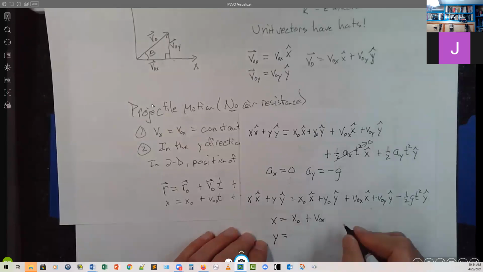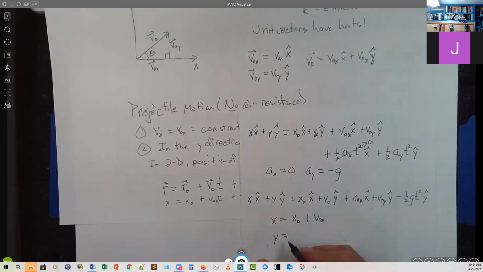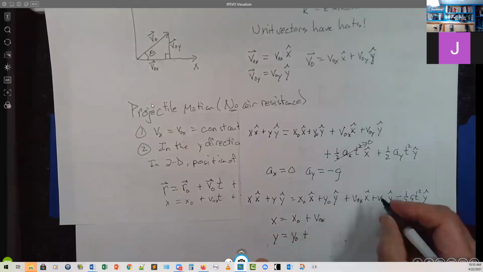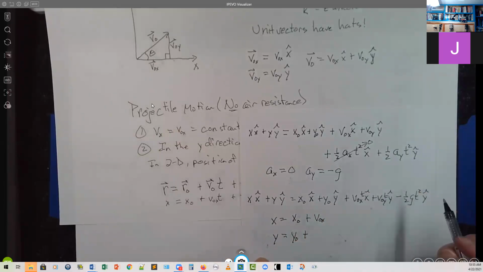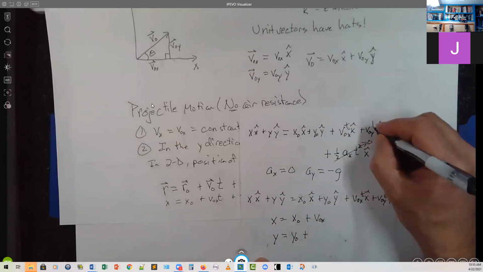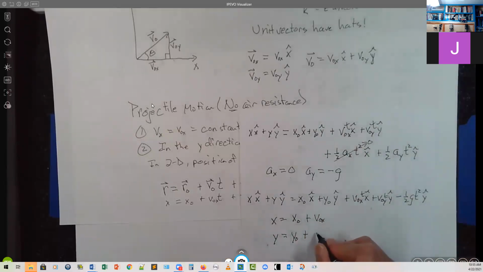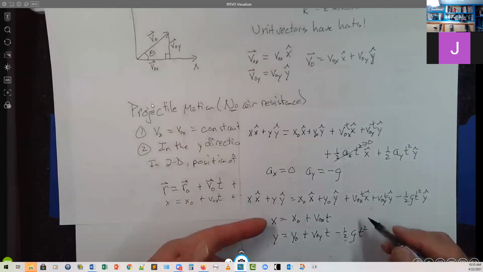The y equation becomes this. y is going to equal, I pick off the y hat terms, y naught plus, whoops, I forgot a t on these things. Yeah, they should have had t's on them, forgot. Anyway, plus v naught y t minus 1/2 g t squared. Okay, this is one of our free fall equations.